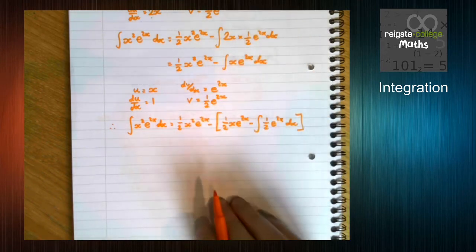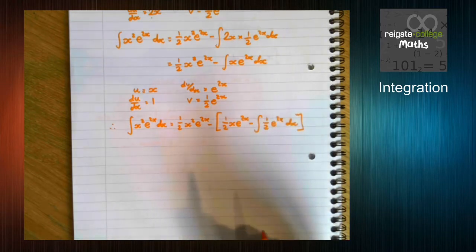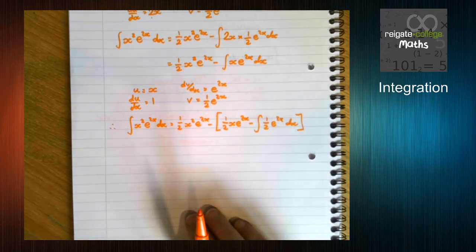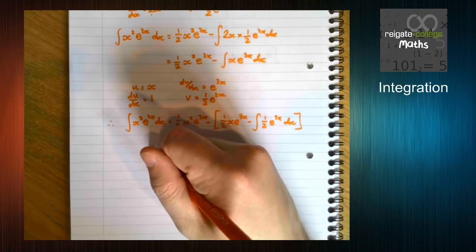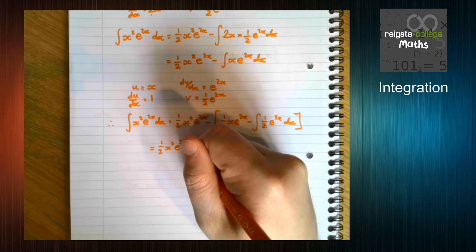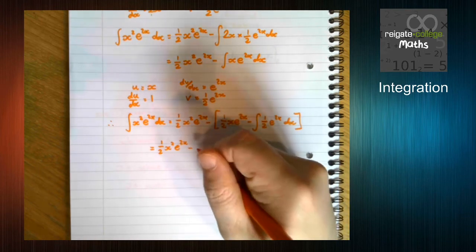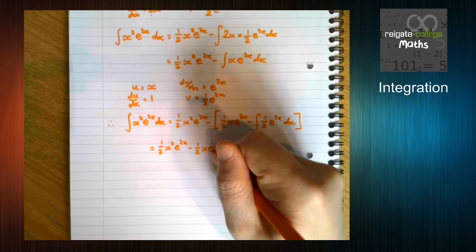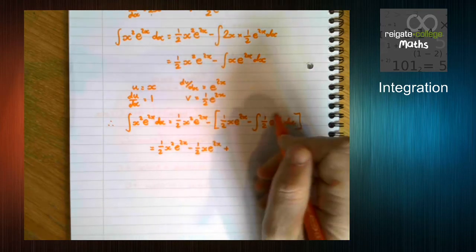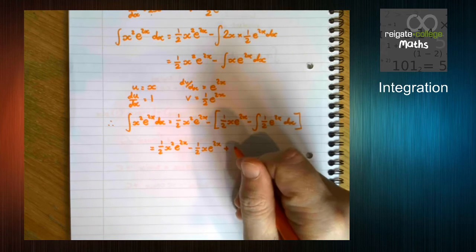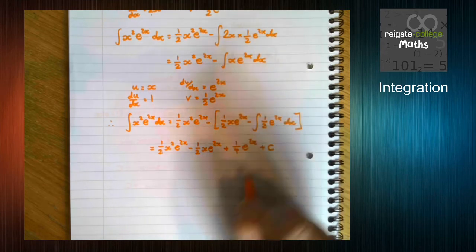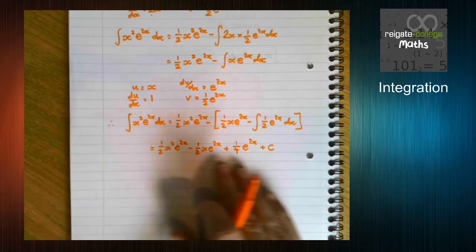Now notice how I haven't put a plus c yet. Typically when I'm doing integration by parts, I'll just stick that in at the end. So we've got a half x squared e to the 2x minus a half x e to the 2x plus, and then we integrate this bit, a quarter e to the 2x plus c. And this is now done.